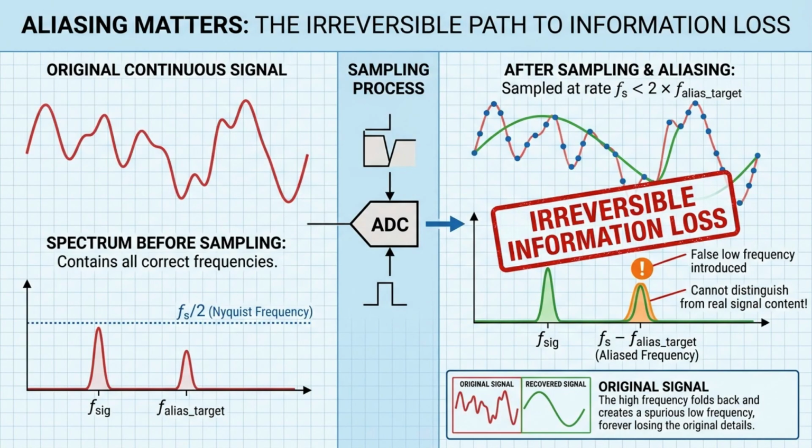Aliasing matters because it represents irreversible information loss. Unlike many other signal impairments, aliasing cannot usually be corrected after sampling has occurred. Once false frequencies are introduced into the sampled data, distinguishing them from genuine signal content becomes extremely difficult or impossible.